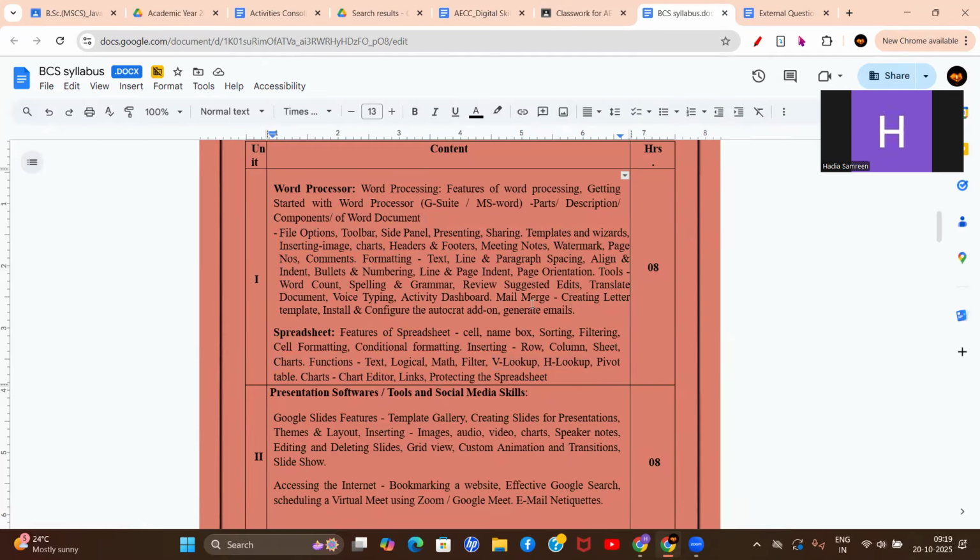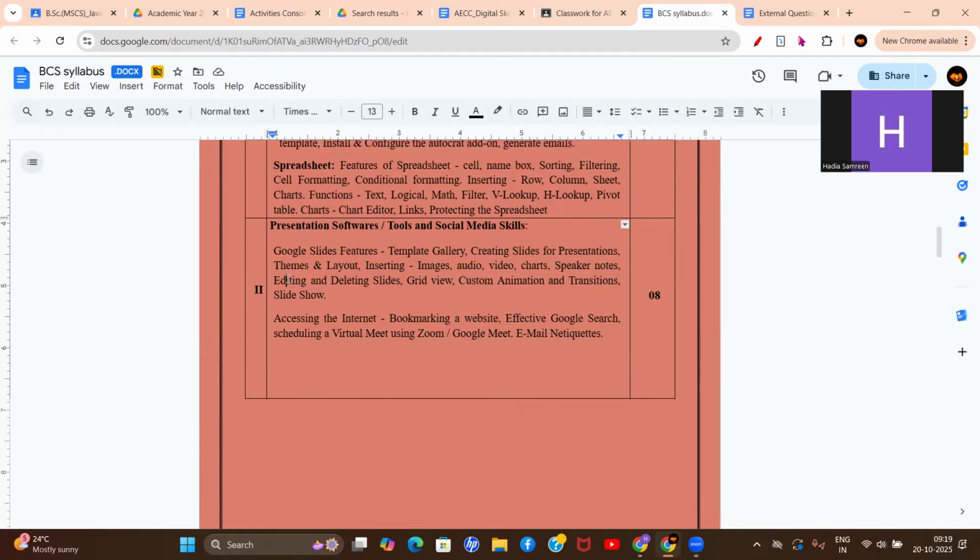So whichever you are comfortable in, like mail merge or VLOOKUP, HLOOKUP, text or logical or mathematical function, or features of Google Docs, any one part, if you are comfortable with, you can attempt whatever question is asked from this first part. Are you getting me? Likewise, you can learn any one part from Unit 2 as well.